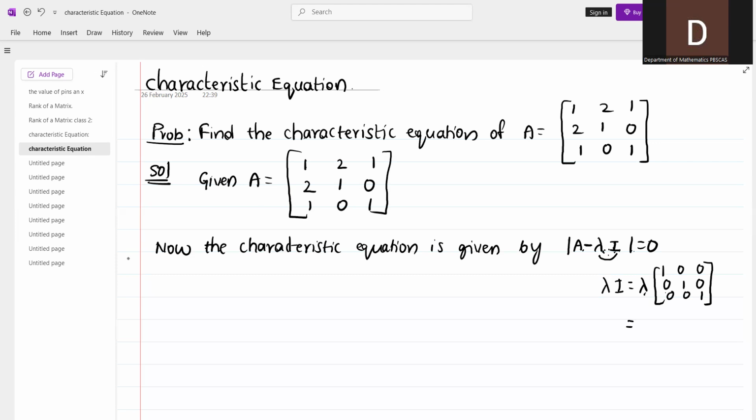That is equal to, we can multiply. This is the scalar multiplication. So we can multiply lambda with each and every element in the given matrix. Lambda into 1 0 0, 0 1 0, 0 0 1 gives lambda 0 0, 0 lambda 0, 0 0 lambda.